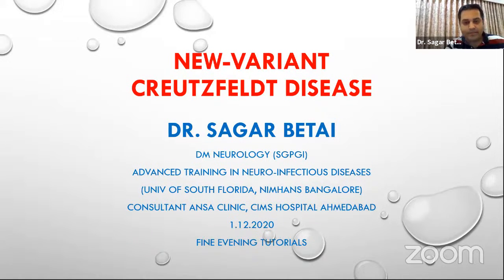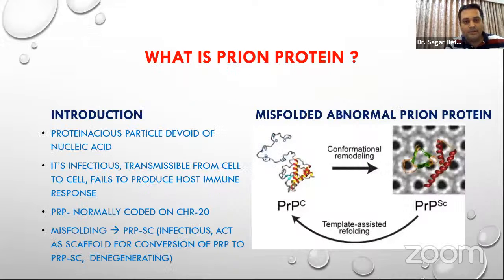Good evening, friends. I'll try to be as quick as possible. I will discuss Creutzfeldt-Jakob disease today, with a special mention of the new variant CJD type. Just to introduce, the prion protein is something between a protein and a virus, or virion, and hence it is called prion.